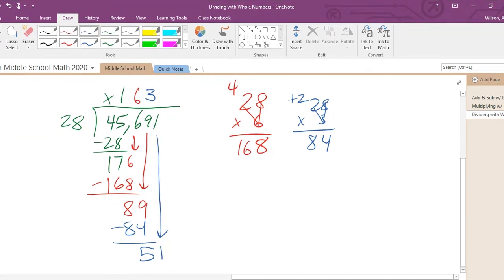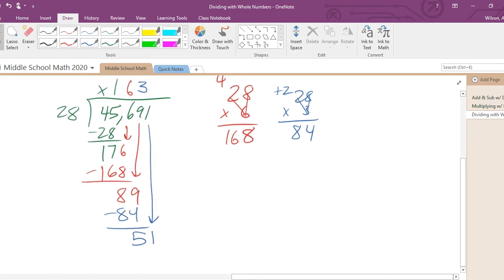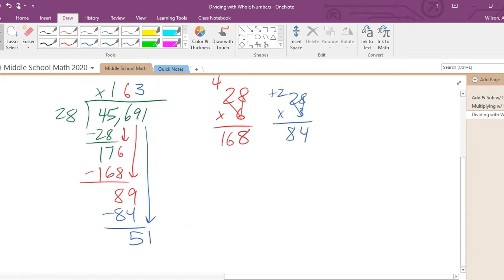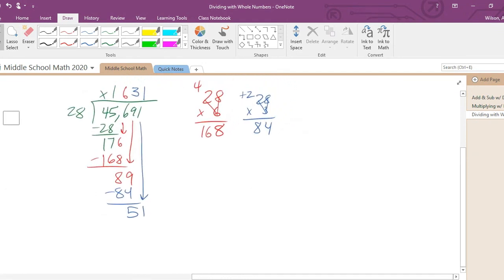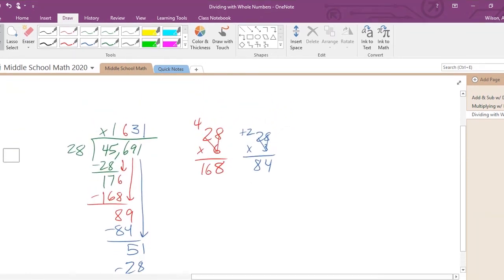Last step, bring down the last number, which is a 1. 28 cannot go into 51 twice, because 28 times 2 I know is 56. So we're going to end it with 28 times 1 is 28. We subtract that, and we get 23 left over.